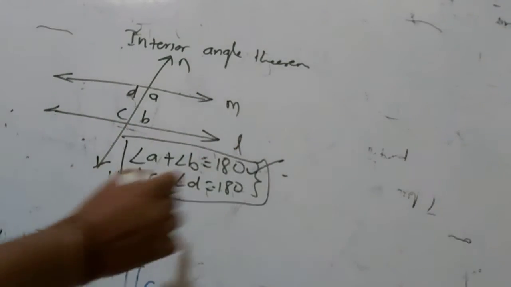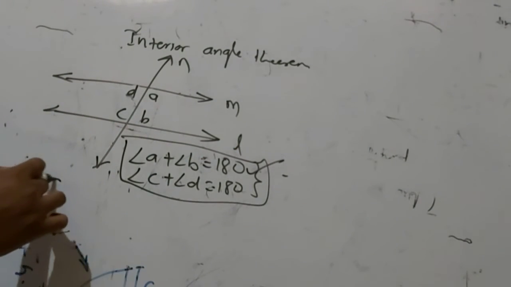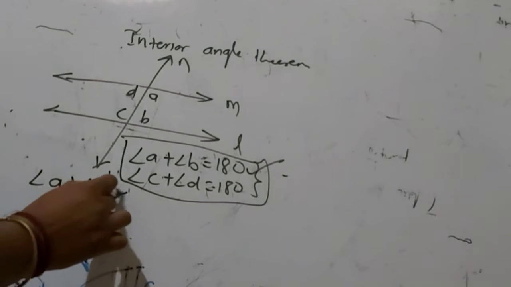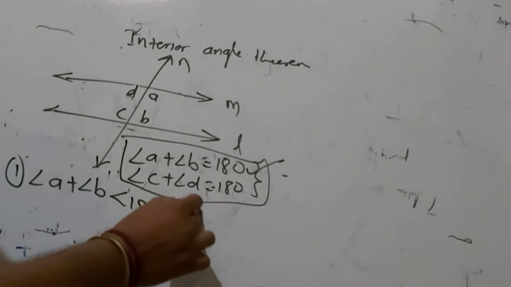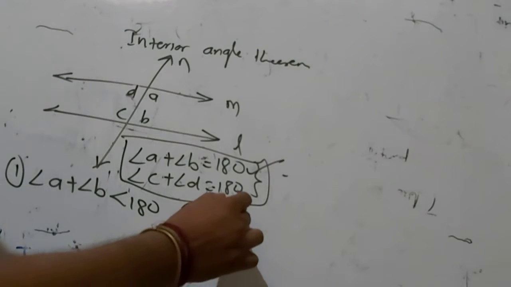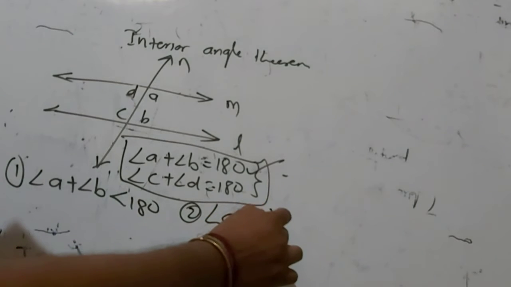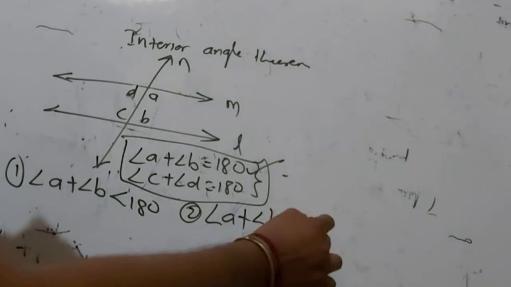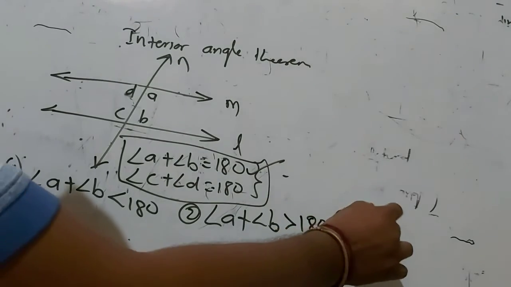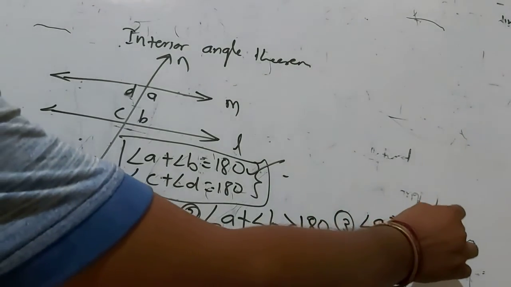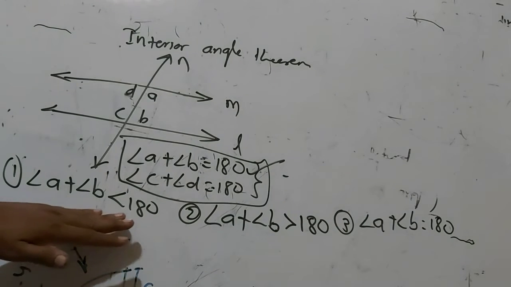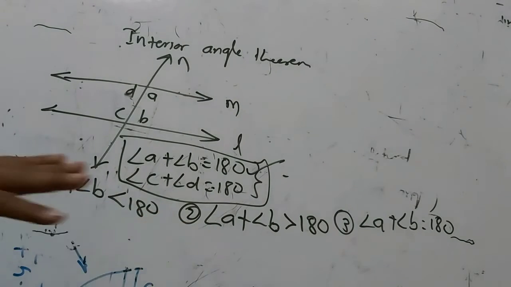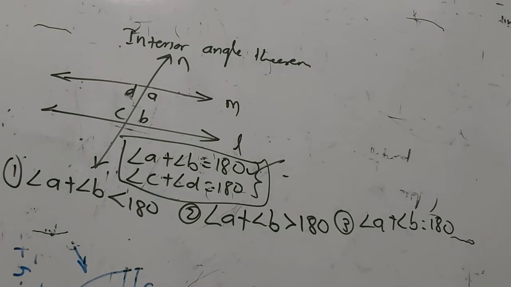What are the three possibilities? Let's consider: first possibility, angle A plus angle B is less than 180. Second possibility, angle A plus angle B is greater than 180. And third, angle A plus angle B is equal to 180.